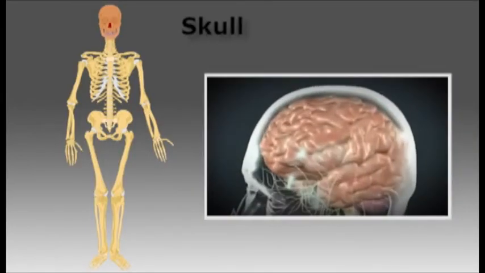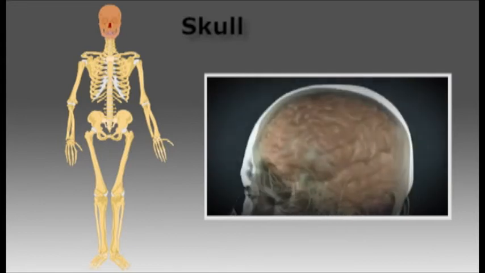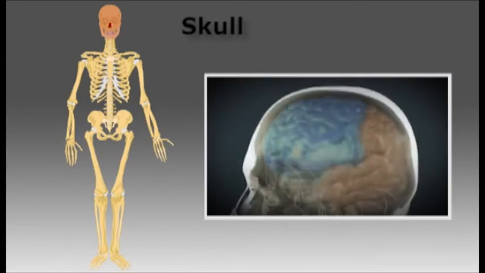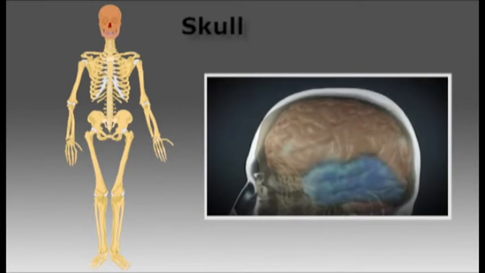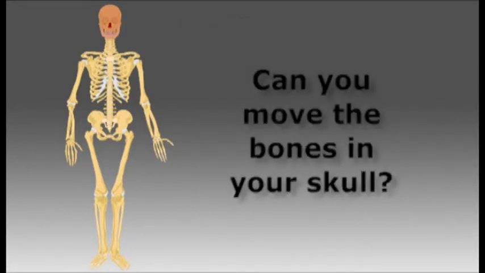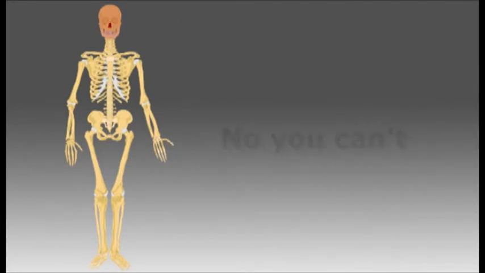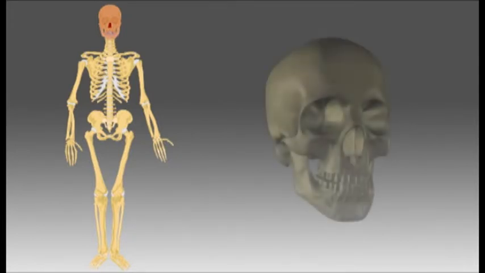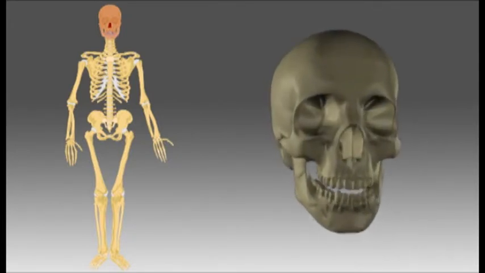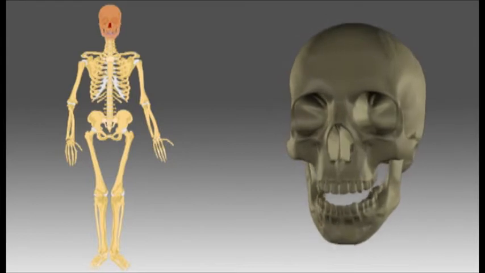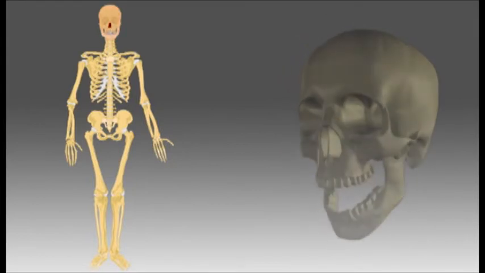Bones forming the frame of our head are known as the skull. The skull provides protection to the brain. The skull bones are fixed around the brain, forming a safe enclosure around it. Can you move the bones in your skull? No, you can't. Notice that you can only move your lower jaw. It is movable to help you talk and eat.